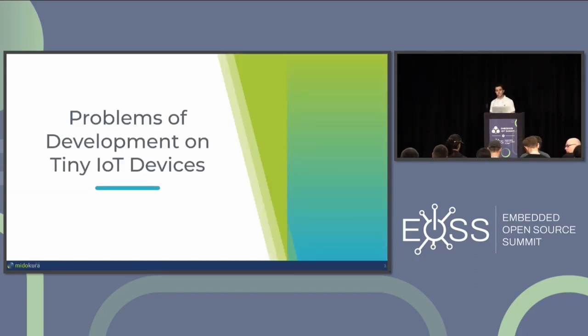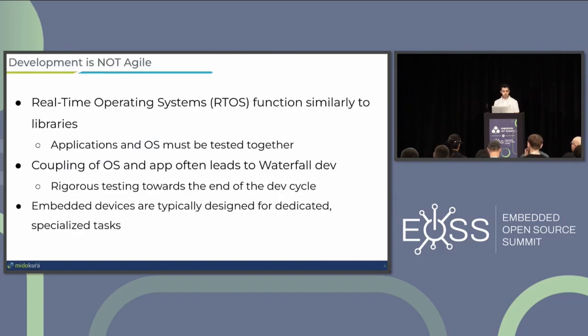I will introduce and explain a little bit the problems of development on tiny IoT devices. Development is not agile. Right now we are using real-time operating systems that in some way act like a library. The application is coupled with the OS and they have to be tested together, even though you can separate, but in the end, the way to test it is by using the operating system. The coupling of the OS and the application often leads to a waterfall development where you are applying all the testing at the end of the development cycle. But embedded devices are typically designed for a specific task, so it's not a problem. If your focus is to only deploy an application, it can be okay. But since our aim is that you can reuse your embedded device by deploying new applications or applying continuous deployment, this can have some drawbacks.